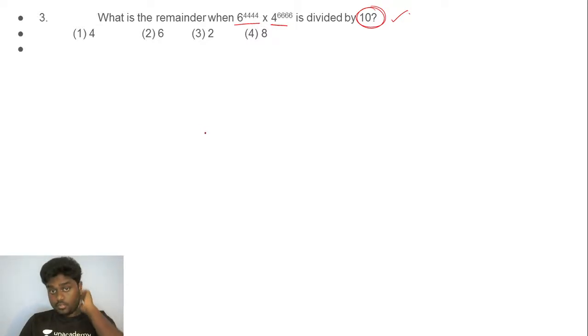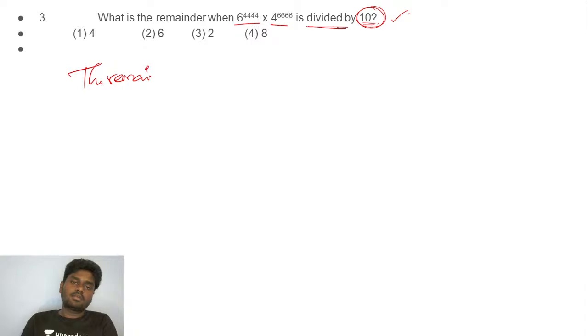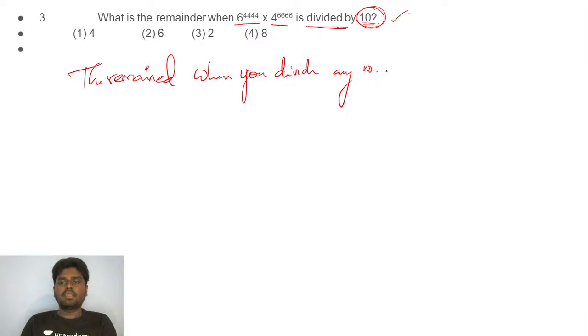So guys, one thing we really need to understand here is that if you divide any number by 10, the remainder will be its unit digit. That's it. Let me write it here. That is the remainder when you divide any number, whatever the number, by 10, it's its unit digit.